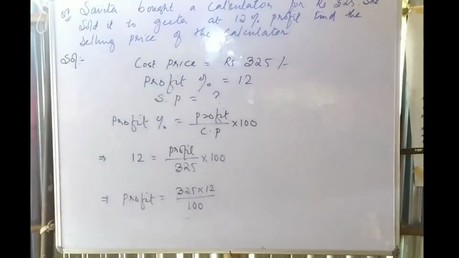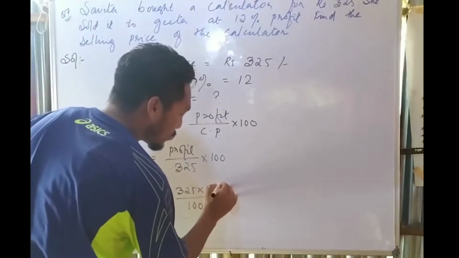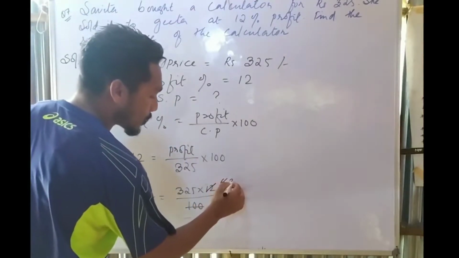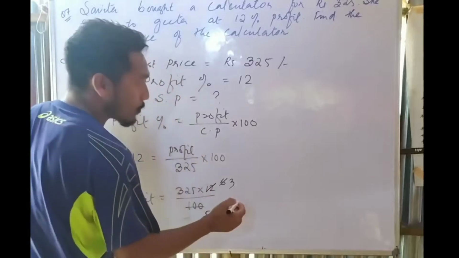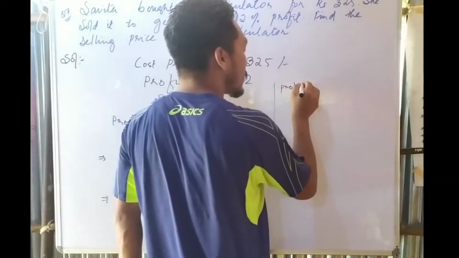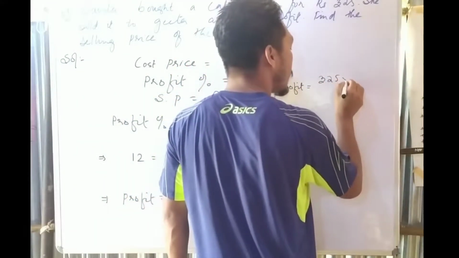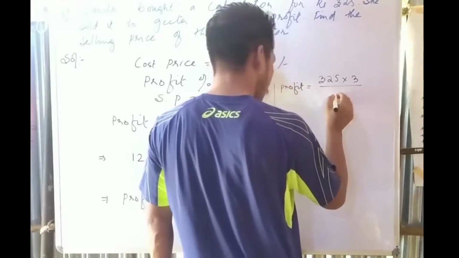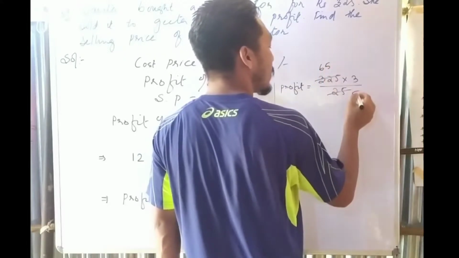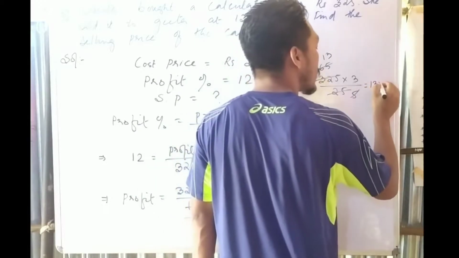Now divide by 2. 2 6s are 12, 2 50s are 100, 2 3s are 6, 2 25s are 50. So what is the remaining answer here? Profit is equal to 325 into 3 divided by 25. So 5 5s are 25, 5 6s are 30, 5 1s are 5, 5 3s are 15. So your answer is 13 into 3.